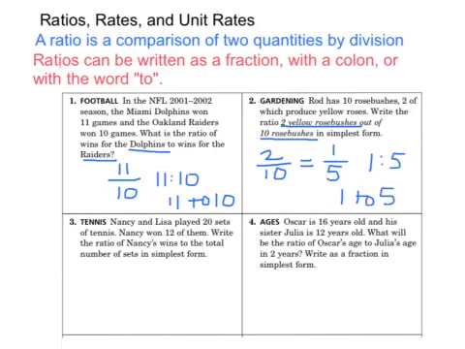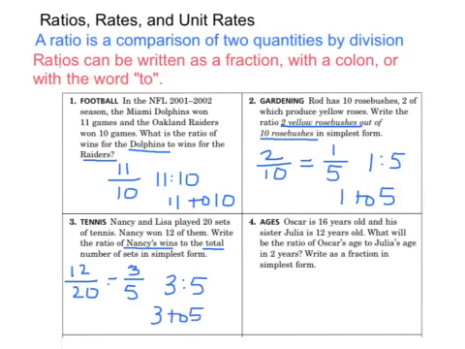The third one, Nancy and Lisa played 20 sets of tennis. Nancy won 12 of them. Write the ratio of Nancy's wins to the total number of sets in simplest form. Well, Nancy won 12 of the sets. They played a total of 20 sets, so I've got 12 to 20. Let's try to simplify here. 4 goes into each. 4 goes into 12 3 times, and 4 goes into 20 5 times. So I've got 3 to 5, written in any of the three ways.